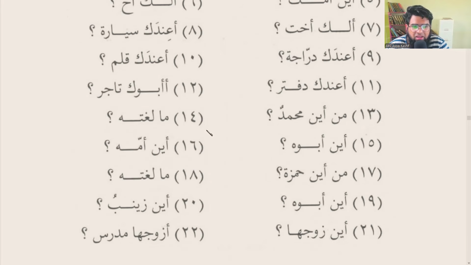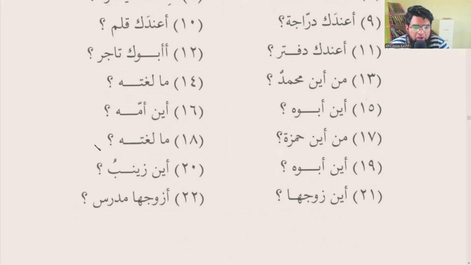From the lesson he's asking. ما لغته؟ See, 2 words. لغته. What's his language? لغته الأردية. أين أبوه؟ أبوه في الكويت. أين أمه؟ أمه في الكويت أيضا. Where's his mother? His mother is in Kuwait also.